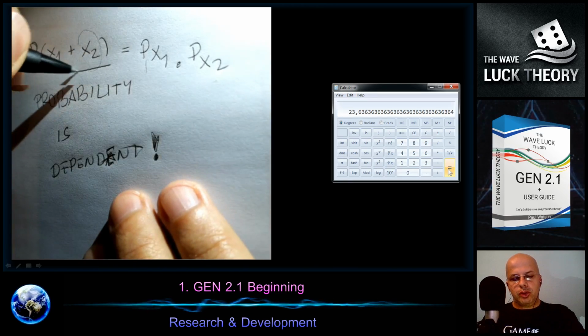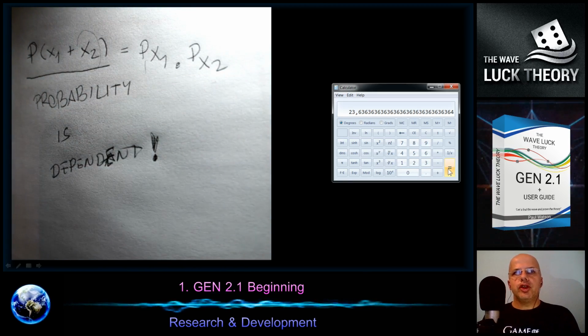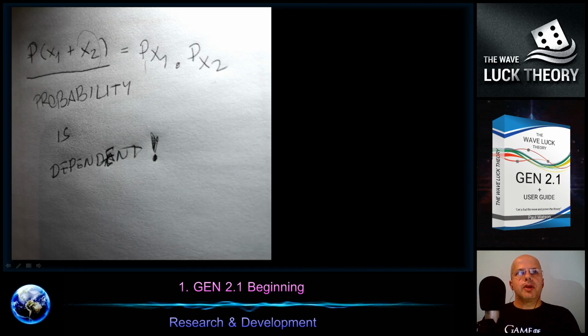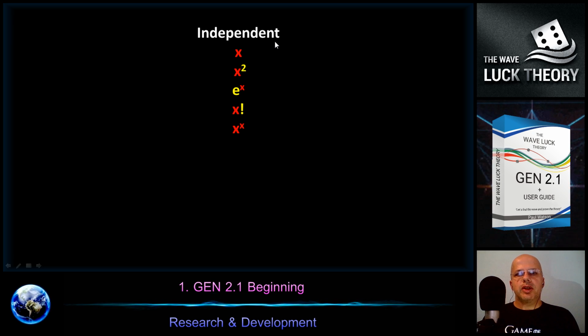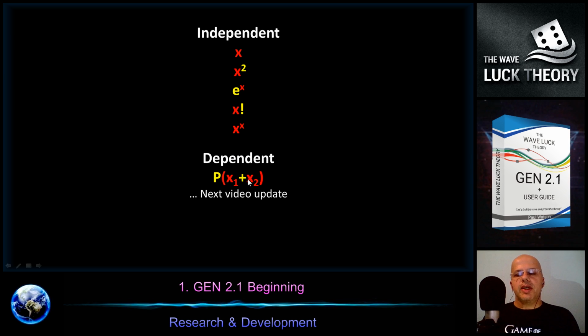So that's the last method I plan to use in the gene. Let me summarize what I'm actually planning to use. We have the independent ones, as we have today in the gene. This is x, or x powered by 2, or the exponential powered by x, or x factorial, or x on x. And then there is the dependent one, where there is the probability for drawing machines 1 and 2, and the formula I will show in the next video update.